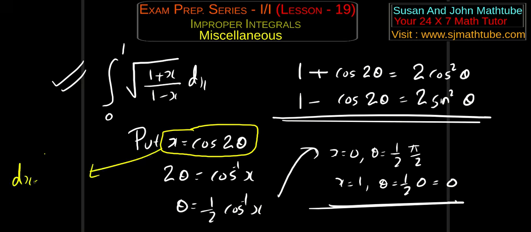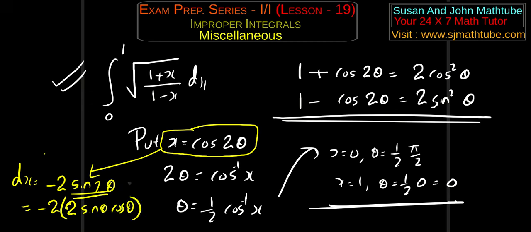Dx. Can you take the differential of this? Yeah, minus 2 sine 2 theta. And immediately simplify 2 into, do you know what is sine 2 theta? 2 sine theta cos theta. Oops, I forgot d theta, so d theta. Okay, so I'm going to wind up this video right now.